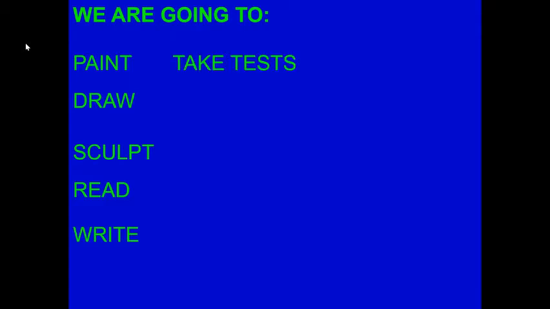So this year we're going to paint, we're going to draw, we're going to sculpt, we're going to read, we're going to write. We have 3 tests in this class. There's the fall final, the spring final, and the end of course exam. We'll be critiquing artwork. We'll be looking at famous artworks. You're going to keep a sketchbook, and we're going to do some printmaking in this class.